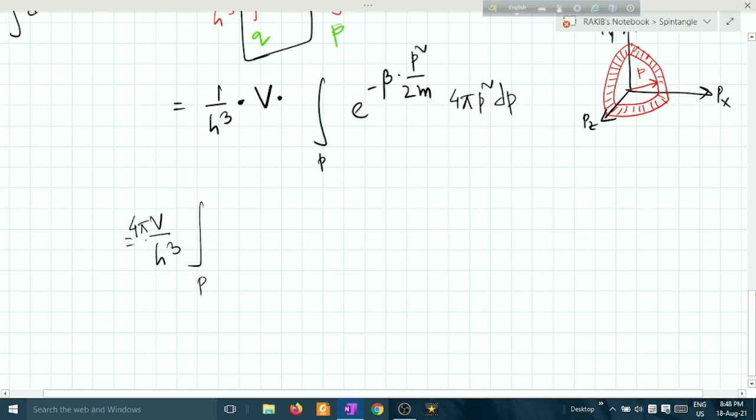I take out this 4 pi from the integration, and it becomes 4 pi V upon h cube times the integration. You may put the limits from the concept of momentum: a particle at rest has momentum 0, and there is no negative momentum, therefore the minimum value of momentum is 0. The maximum value of momentum is infinity. When will the momentum be infinity? When the energy is infinity, that means at very high temperature. So from 0 to infinity you can write p square e to the power minus beta p square upon 2m dp.